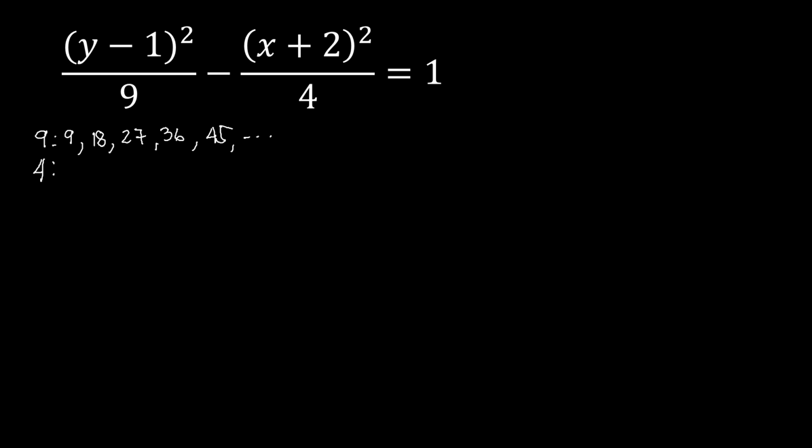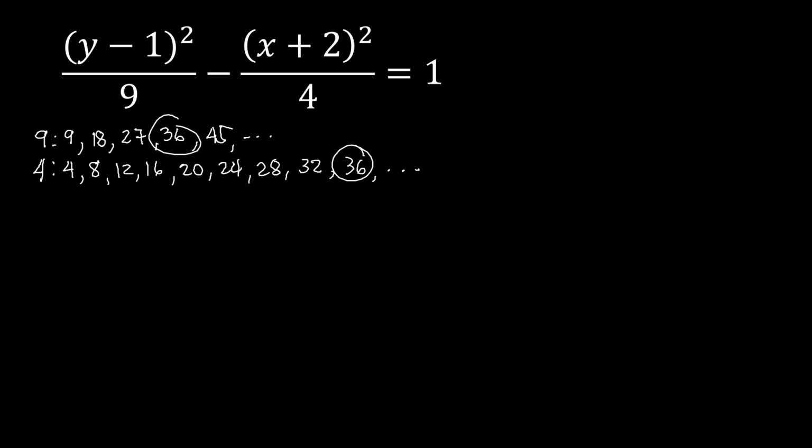On 4, we do the skip counting. So we have 4, 8, 12, 16, 20, 24, 28, 32, and then 36. As you notice, we have a common value here, which is 36, and that is the least among the common numbers of 9 and 4. So our LCD here is 36.